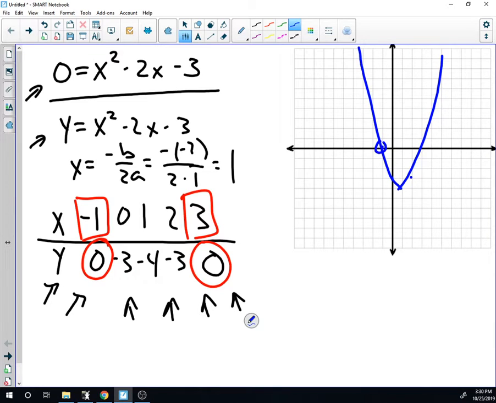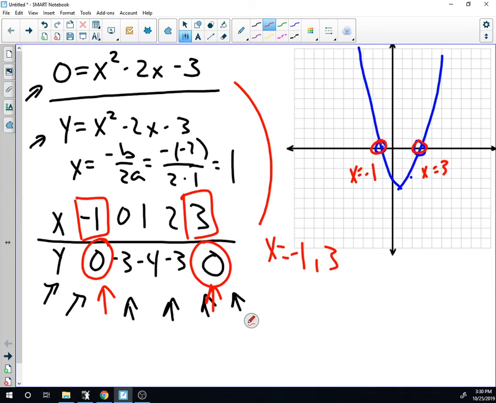So right here where it crosses the x-axis are the values of x, where x is equal to negative 1 and x is equal to 3, where the values of y are 0 right here. So it's these values, x equals negative 1 and x equals 3, that make that equation true. That's my answer.